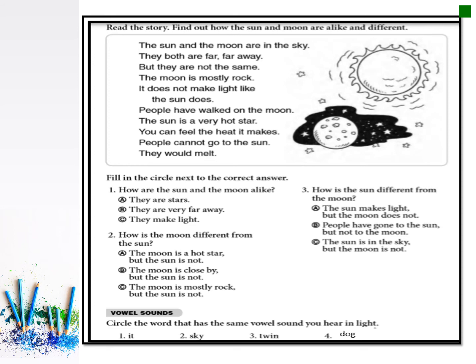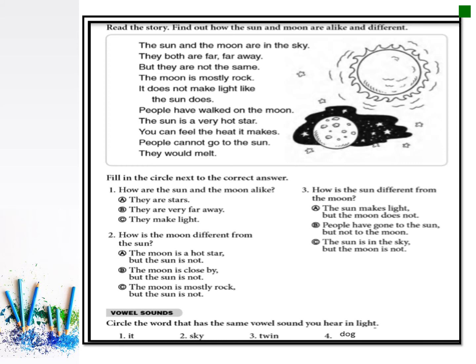Read the story. Find out how the sun and the moon are alike and different. The sun and the moon are in the sky. They both are far, far away, but they are not the same. The moon is mostly rock. It does not make light like the sun does.